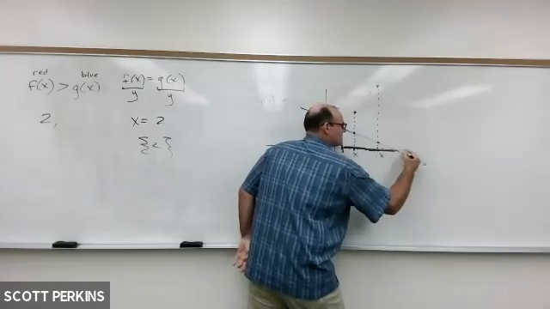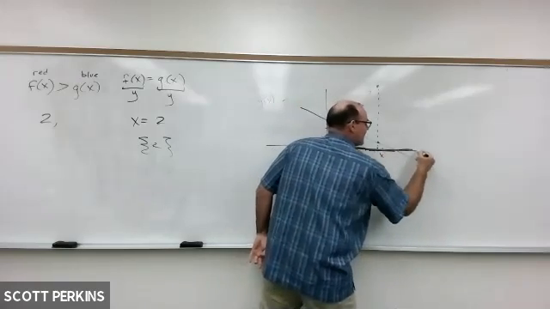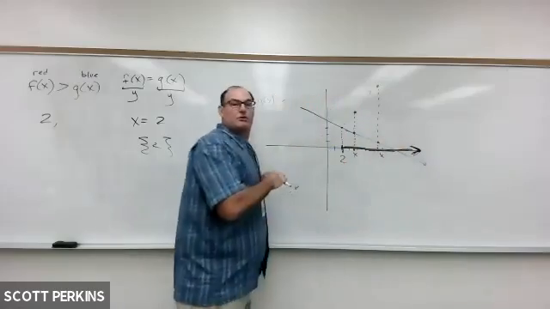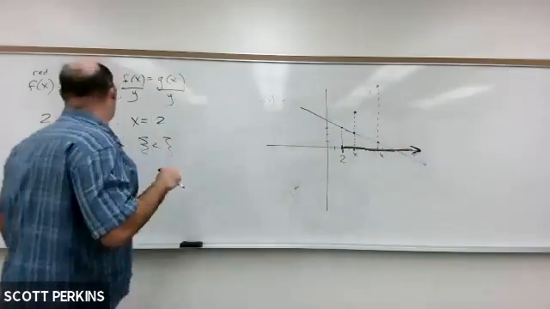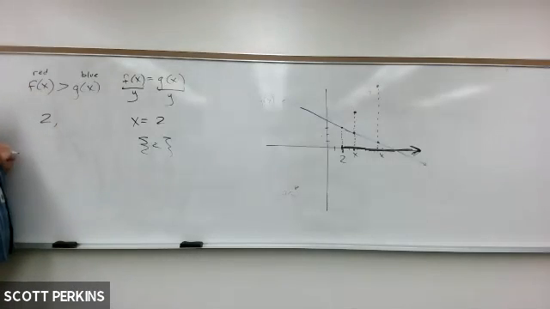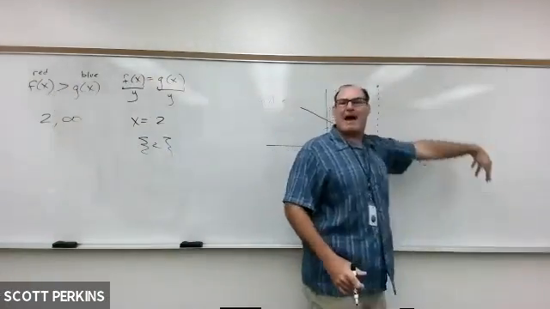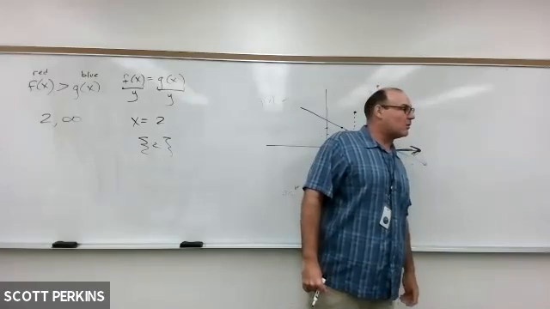These x values, like I was just picking examples, these x values are the solution. So it starts at the value 2 and goes to infinity. Yeah, because they're lines. They never curve back and intersect each other anywhere else.